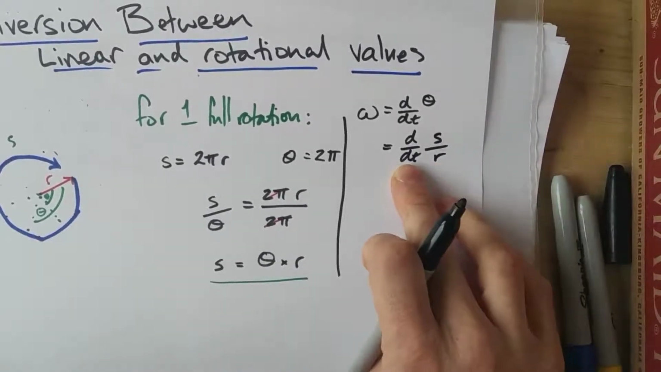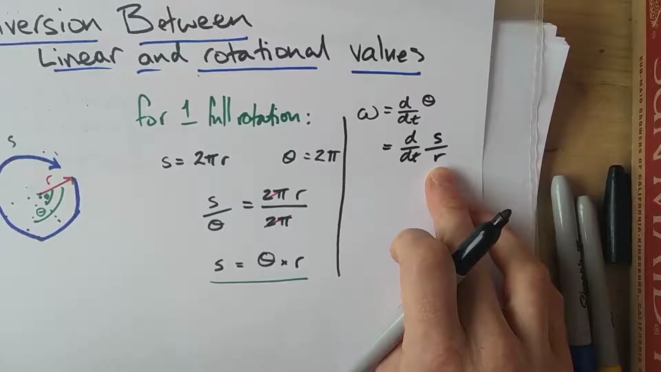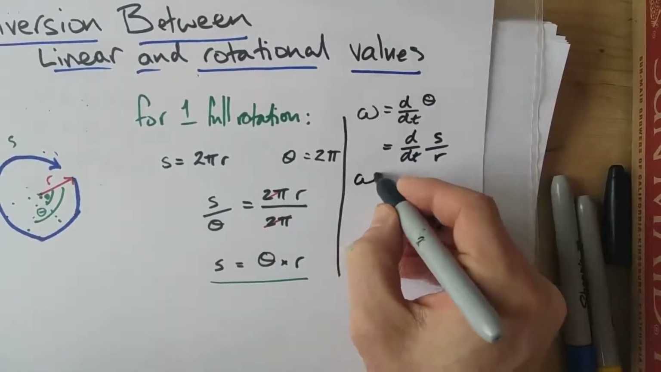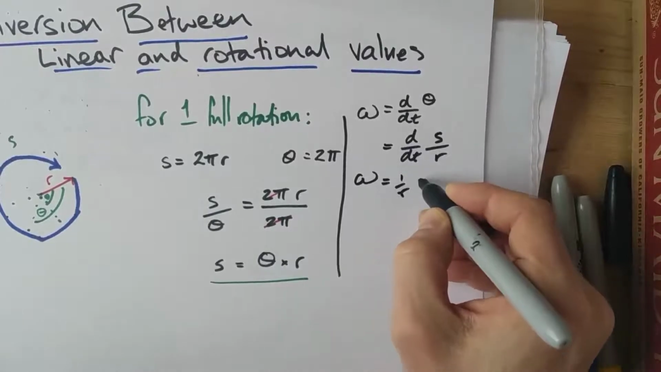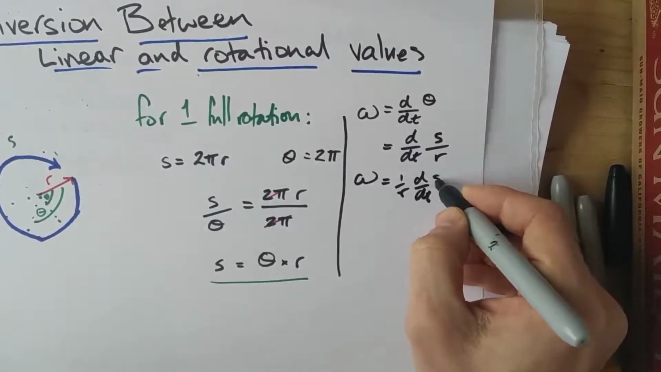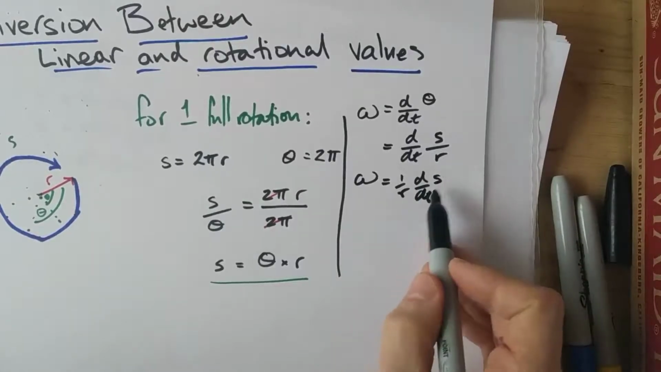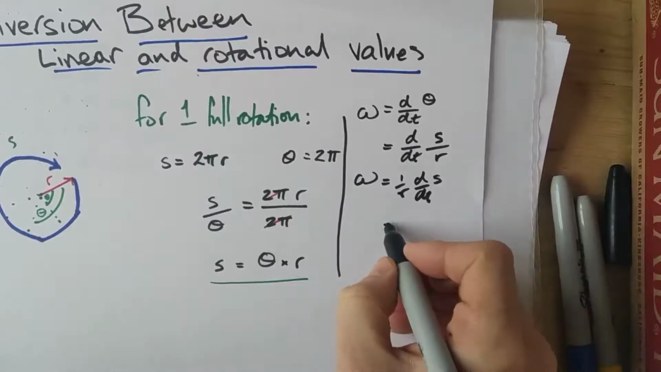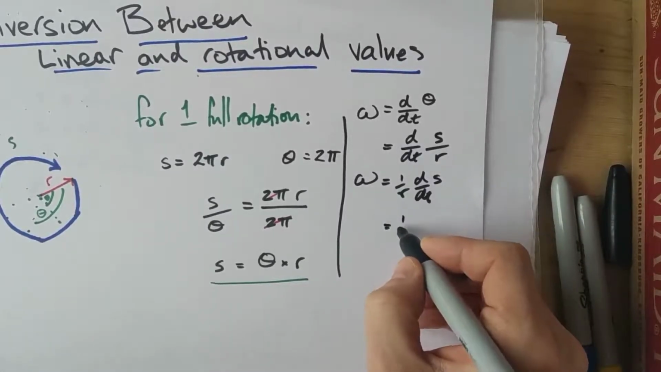But the radius doesn't change with time, so that's a constant in our integration. It doesn't matter, we can just take it to the front. So we're just left with ds by dt, which we saw in the first video. ds by dt is better known as the rate of change of displacement.